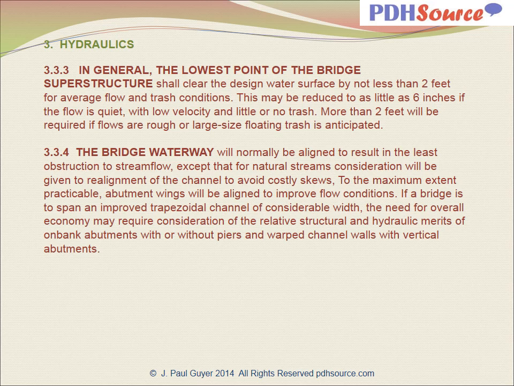The bridge waterway will normally be aligned to result in the least obstruction to stream flow, except that for natural streams, consideration will be given to realignment of the channel to avoid costly skews. To the maximum extent practicable, abutment wings will be aligned to improve flow conditions. If a bridge is to span an improved trapezoidal channel of considerable width, the need for overall economy may require consideration of the relative structural and hydraulic merits of on-bank abutments with or without piers and warped channel walls with vertical abutments.